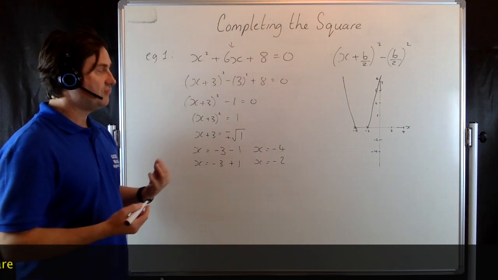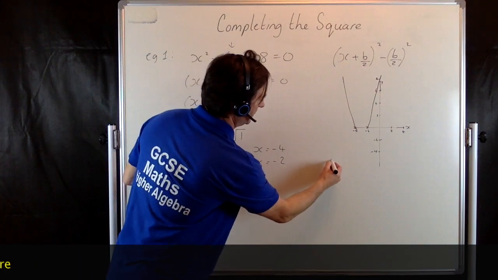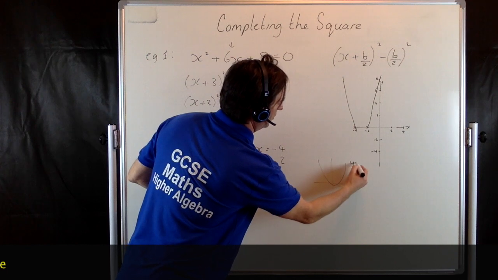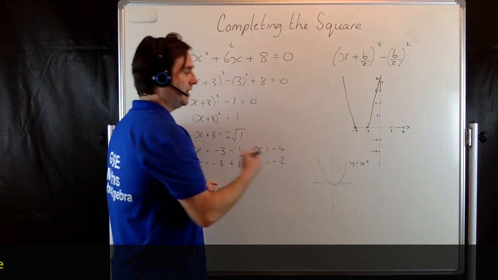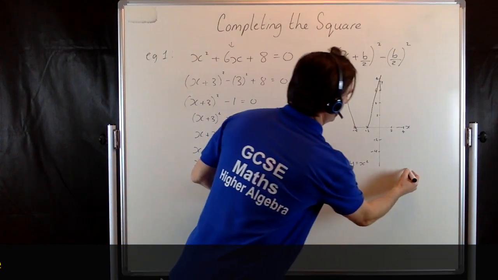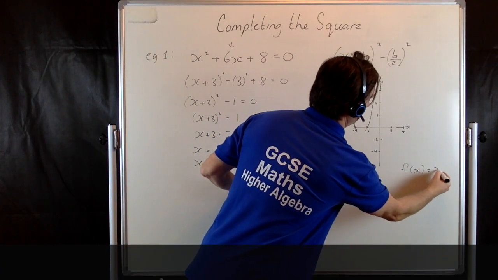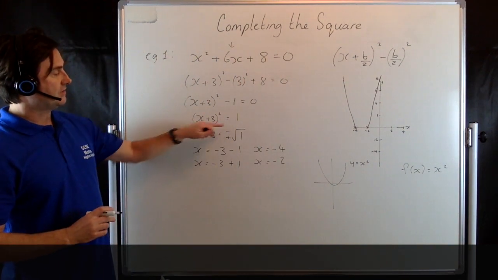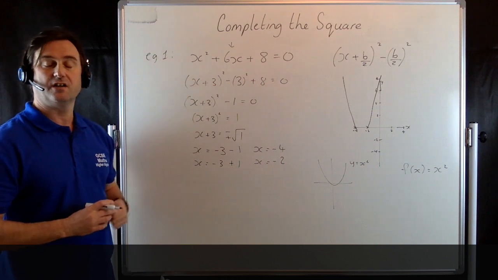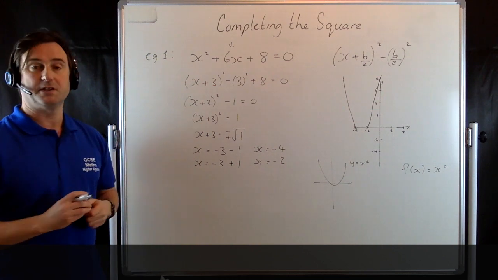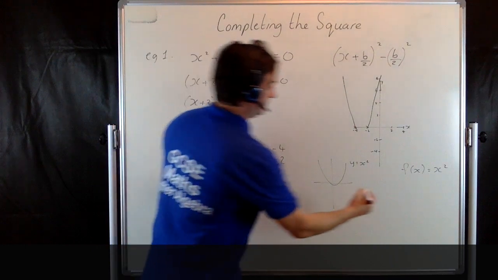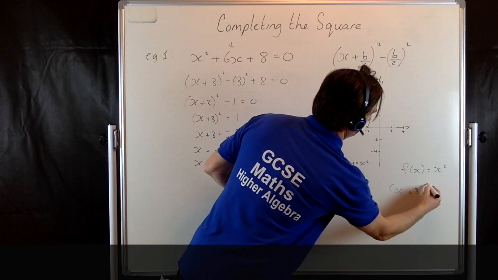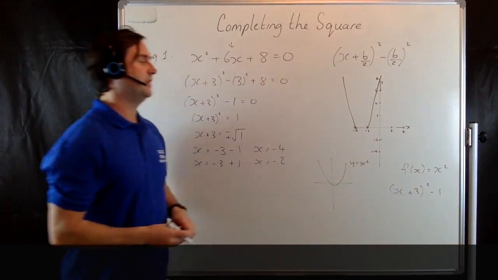So if I think of my original curve, I'll just sketch this here, my original curve of y equals x squared, I'm going to write that as a function. So I've got f(x) equals x squared. And then I'm going to apply the transformation from what I got from completing the square. So I've got x plus 3 squared minus 1. So it's a double transformation there.